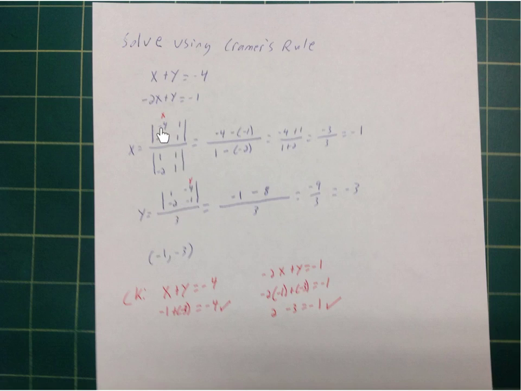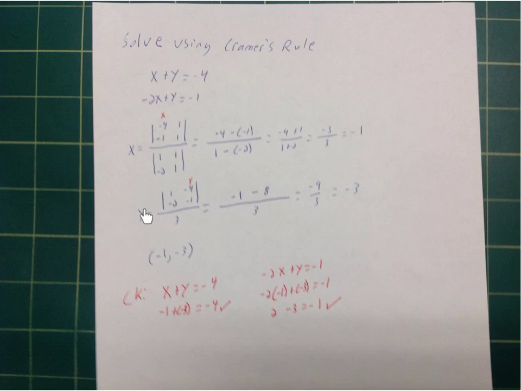Now we do the same thing in the numerator. The product of this diagonal is negative 4, minus the product of this diagonal, which is negative 1. Be real careful with your signs here. That'd be negative 4 plus 1. That's negative 3 over positive 3, which is negative 1.